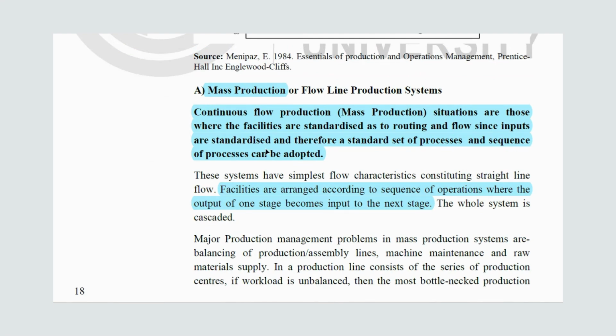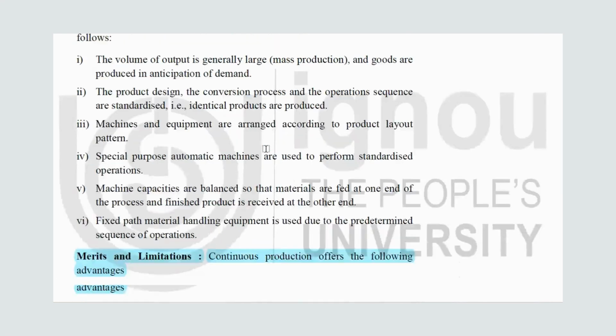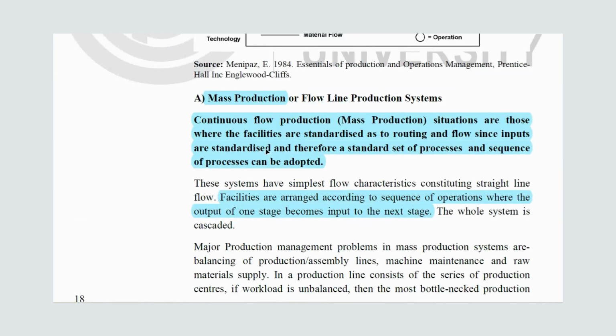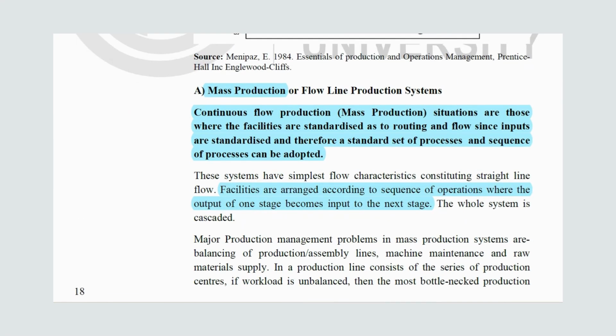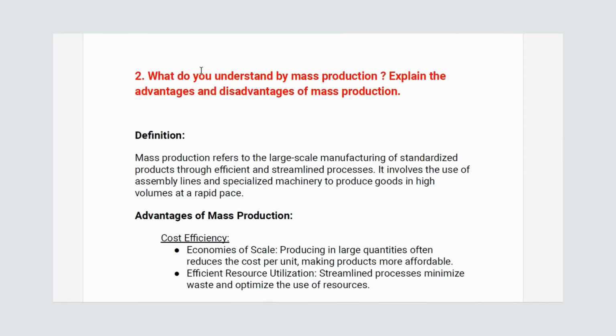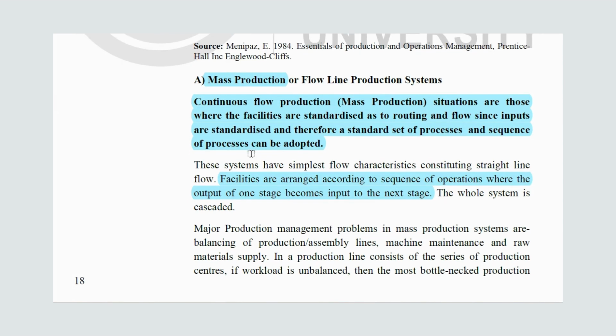Here it is given what is mass production and what are the advantages as well as the disadvantages of mass production. When we say the name mass production, we get to know what it is, right? Because mass production means large-scale manufacturing of standardized products through efficient and streamlined processes. So it involves the use of assembly lines, one by one. In mass production, there is a sequence of operations where the output of one stage becomes input to the next stage.